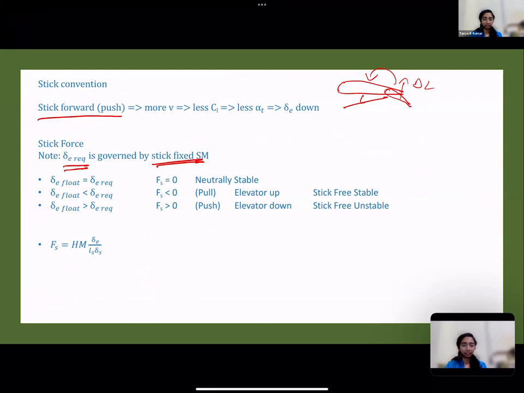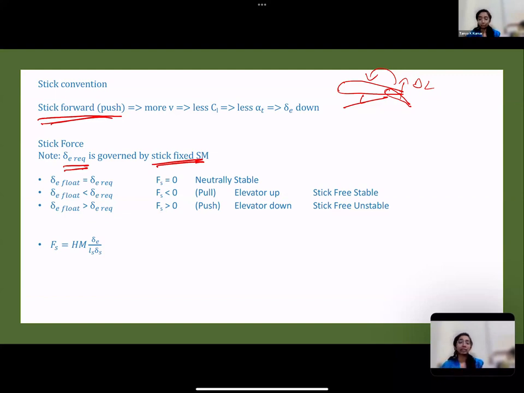Now, there are three conditions that are discussed. If your freely floating elevator is already at the delta E required condition, then the pilot need not apply any force, stick force is 0, so the aircraft is neutrally stable. Now, if your freely floating elevator is less than the required elevator angle, so it's not at the same condition, the pilot needs to apply some force. Depending on your sign convention, you need to pull your stick, the elevator is deflected upwards, and the delta E float matches the delta E required. Reverse is the condition for when the delta E float is greater than the required angle. So these are the three conditions that Sarah discussed in the class.